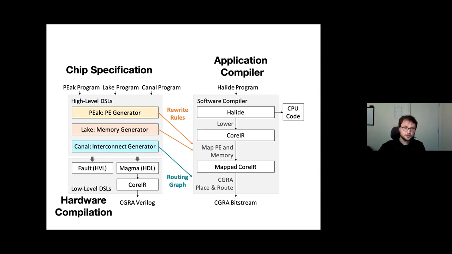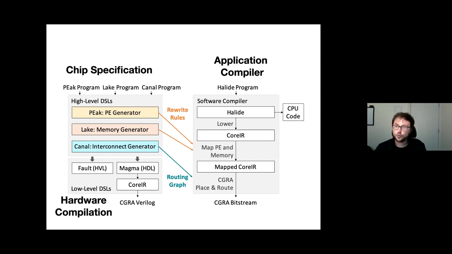And just to reiterate, if we want to test out a new PE design, all we should need to do is update our Peak program. We can update a couple lines of code to say, I want to see what happens if I add this new op in the PE, and to see how that affects the performance of the application.